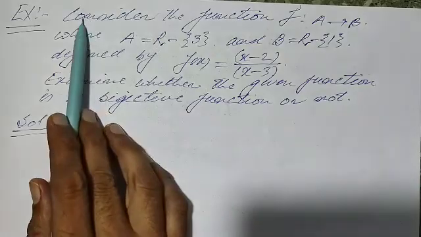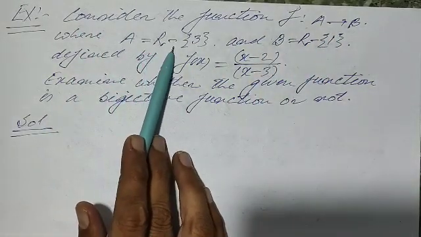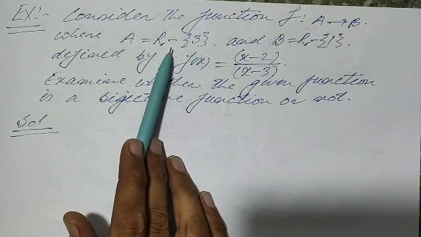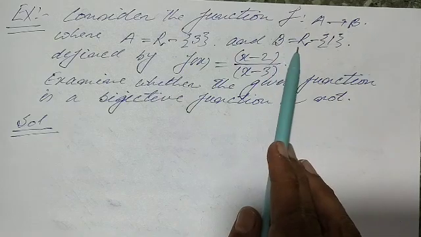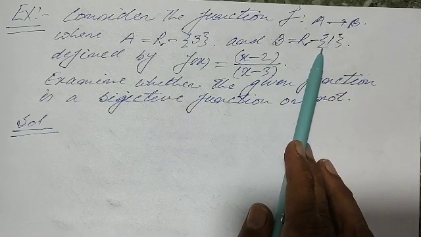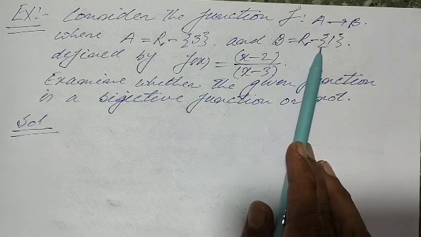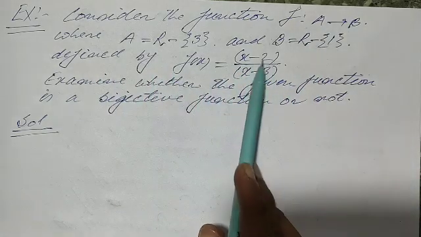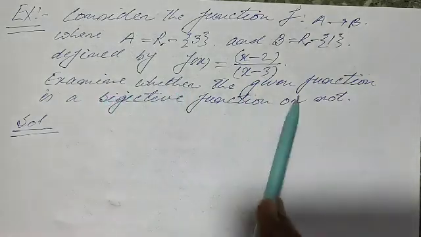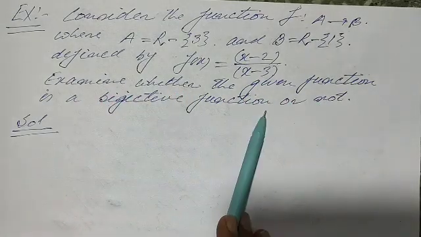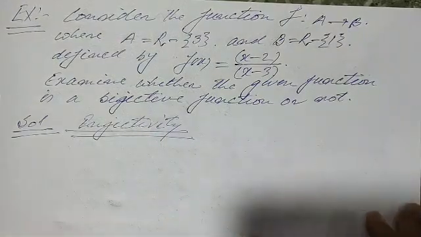And the example is, consider the function f from A to B, where A is given as R minus {3}, that is the set of all the real numbers except 3, and B is equal to R minus {1}, which stands for the set of all real numbers except 1, defined by f(x) is equal to (x minus 2) upon (x minus 3). And we have to examine whether the given function is a bijective function or not. We have to discuss first injectivity.